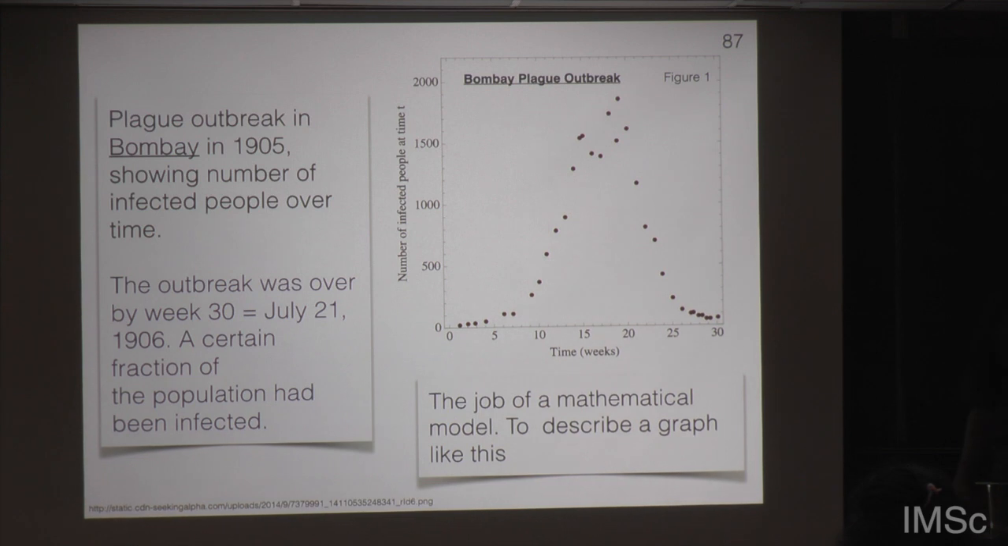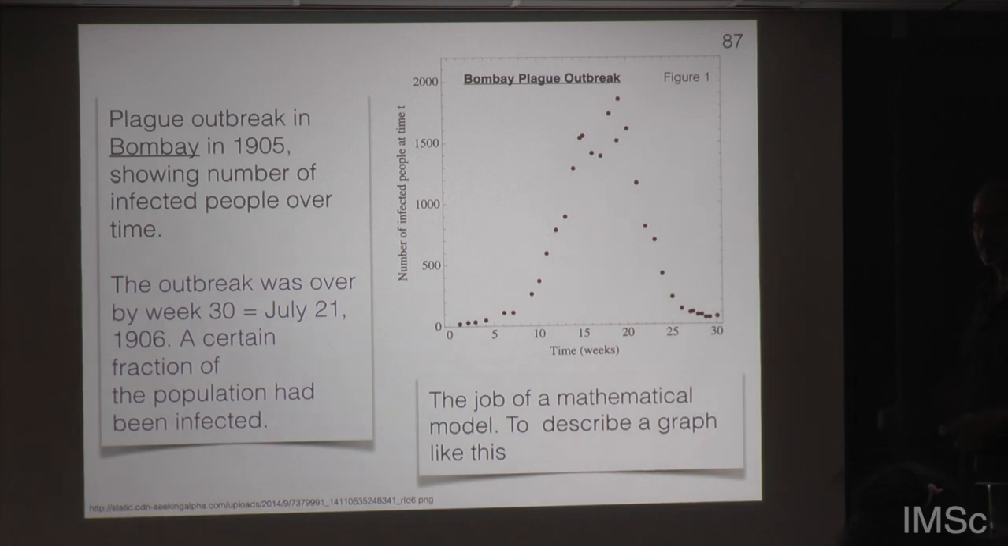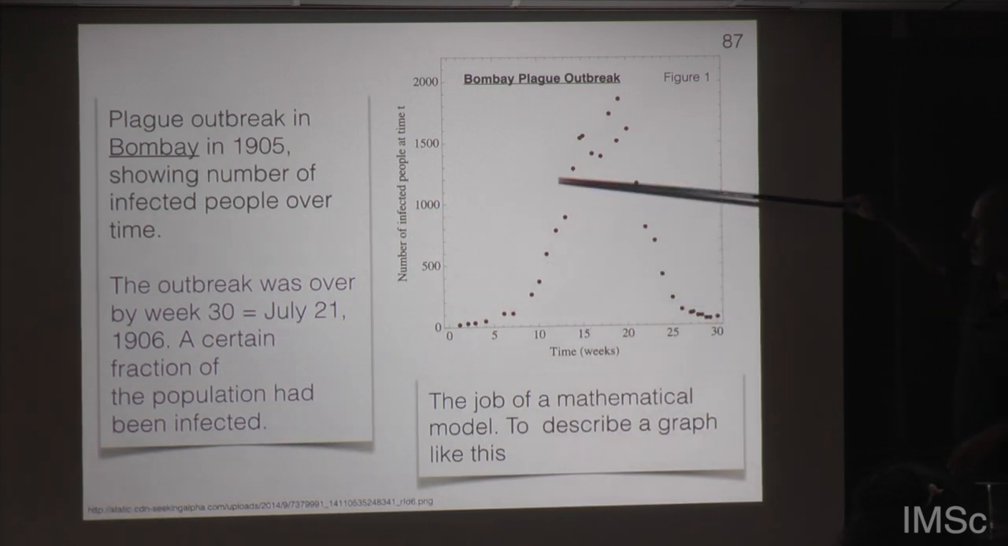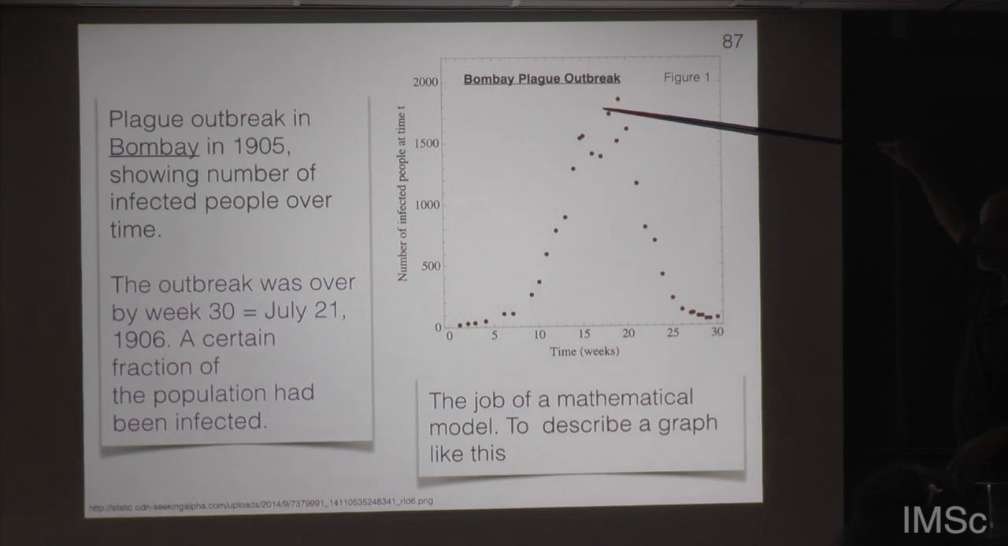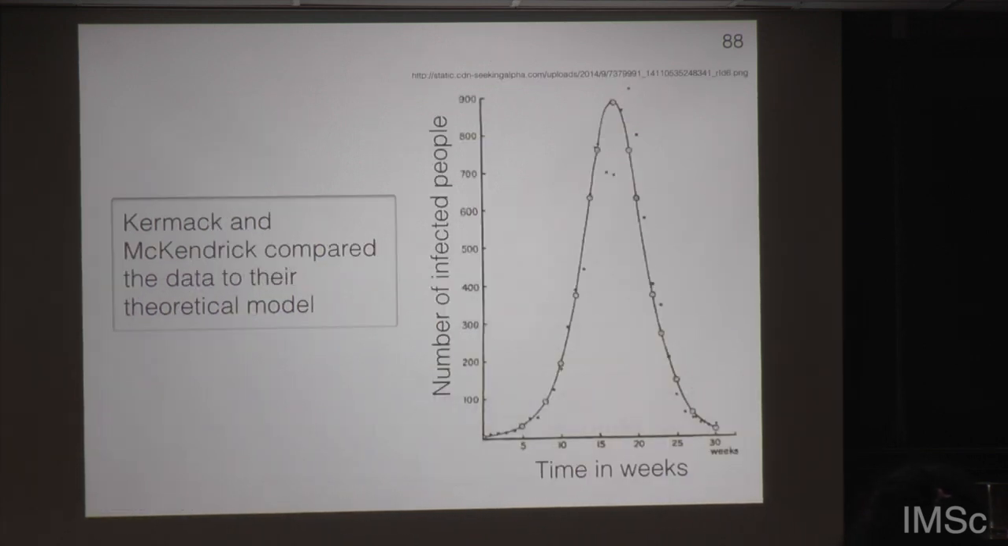So what's the job of a mathematical model? The job of a mathematical model is to try and understand data like this. How do you understand how this takes off here? How do you understand what the peak value of this should be? How do you understand how it falls down at the tail on the other side? So that's when Cormac and McKendrick said, look, this is nice data. Let us apply our theory, our SIR model theory, to this particular problem. So this is a comparison between the prediction of the SIR model by Cormac and McKendrick, this line over here, and these dots here are the same points that there were in the previous plot.